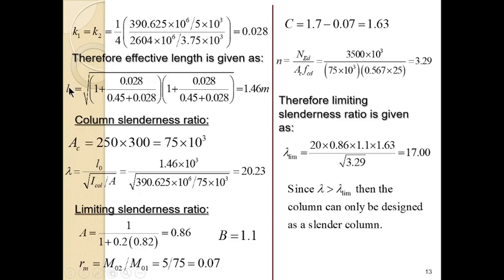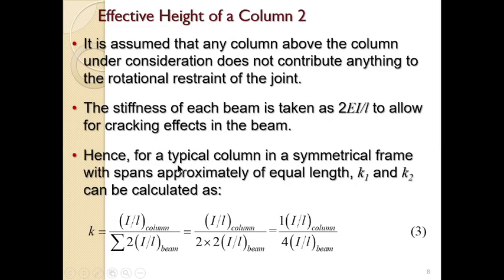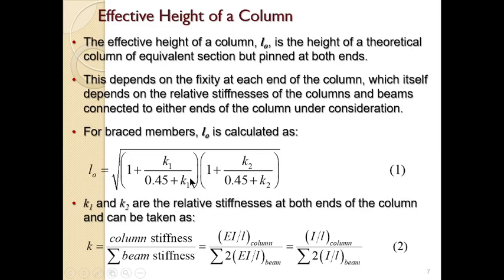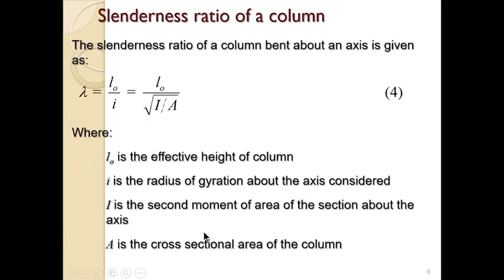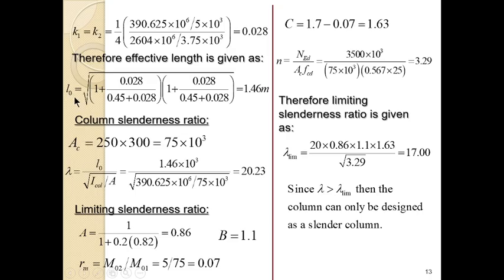Therefore, we go to this equation. There's this equation that we use to calculate the effective length. This is equation 1 for effective length. The one we just finished using is this one. So we now use that equation 1 and calculate the effective length. So this is 1 plus K1 all over 0.45 plus K1, times 1 plus K2 all over 0.45 plus K2. So we have the effective length of the column to be 1.46 meters.